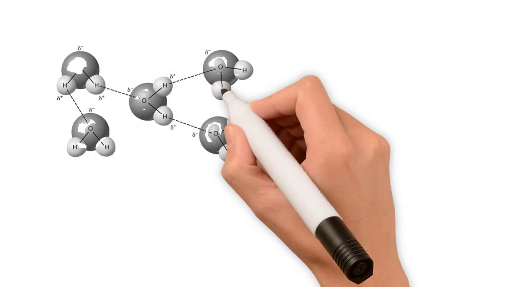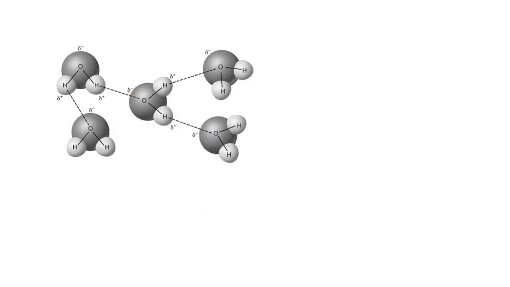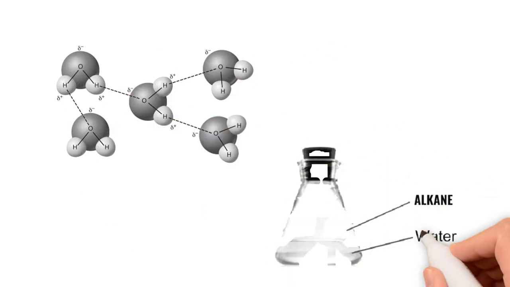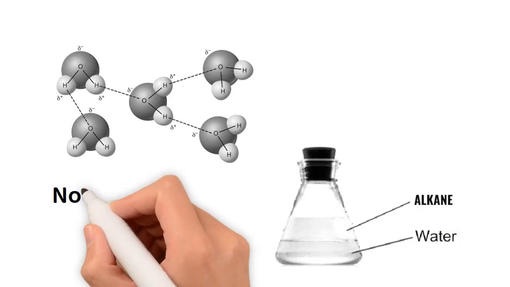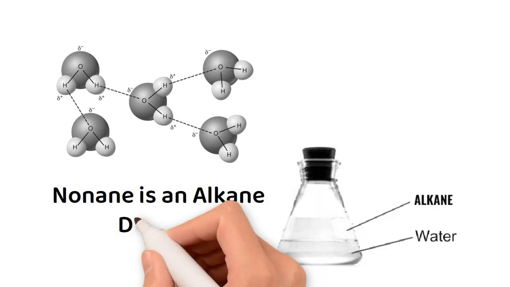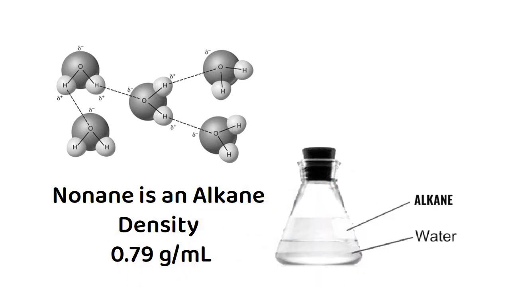This property is due to the fact that water molecules are polar and will only interact with other polar molecules, while nonpolar molecules like alkanes will not dissolve in water and will float on top of it. Nonane is an alkane, so its density is 0.79 grams per milliliter and it floats.